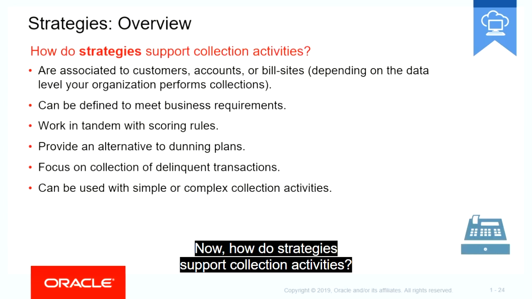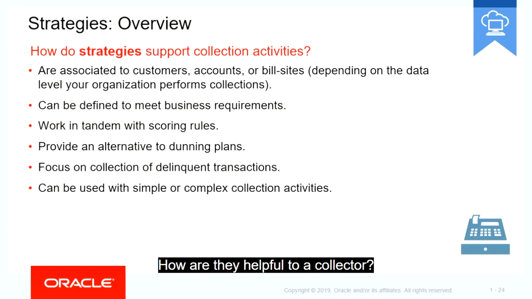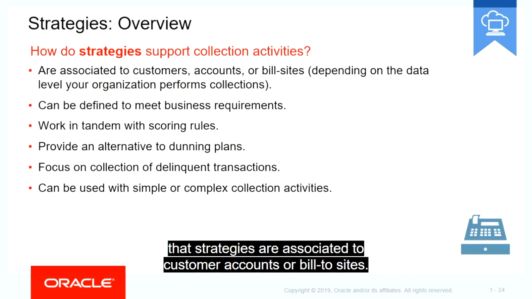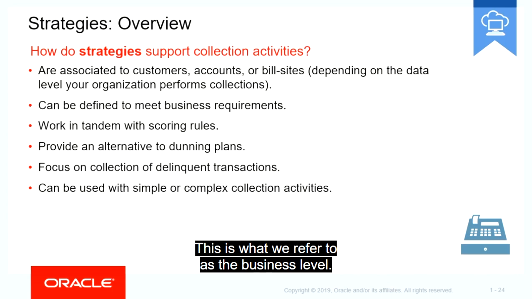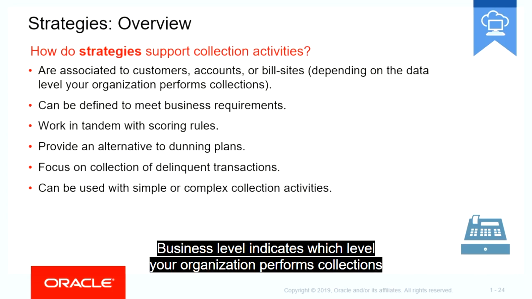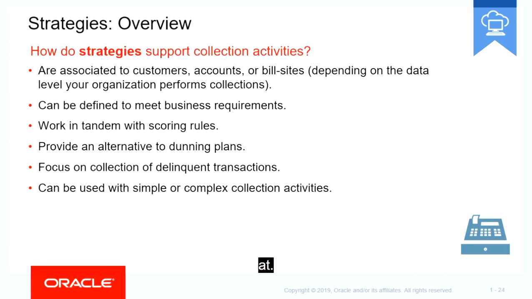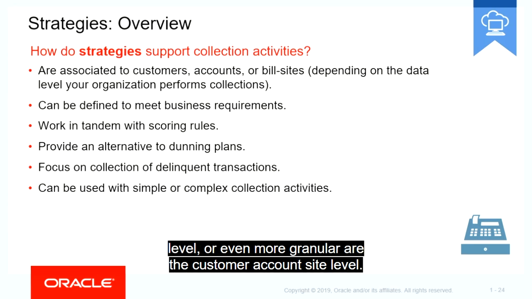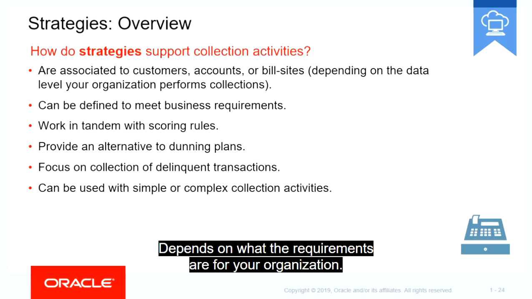Now, how do strategies support collection activities? How are they helpful to a collector? How are they helpful to your organization? Well, number one, we would like to highlight here that strategies are associated to customer accounts or bill-to sites. This is what we refer to as the business level. Business level indicates at which level your organization performs. And that can be at the customer level, the customer account level, or even more granular at the customer account site level. It depends on what the requirements are for your organization.